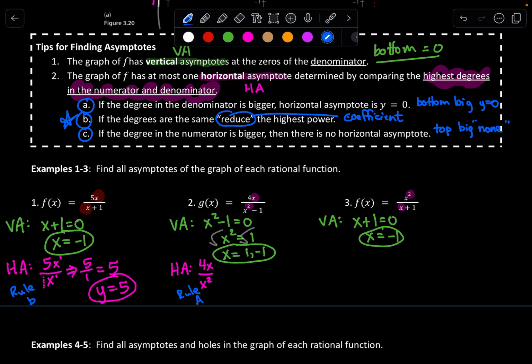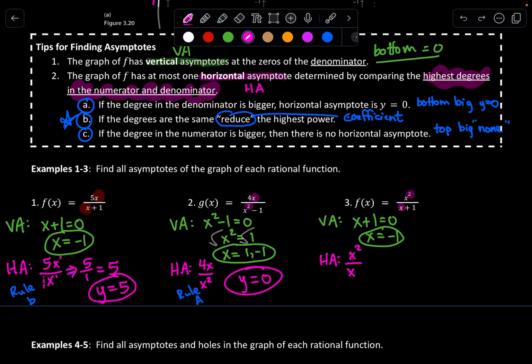So what we would say there is, since it's rule A, we have y equals 0 as our horizontal asymptote. And then for the last one, we do the horizontal asymptote. We look at, again, the highest power in the top would be x squared, and in the denominator would be just straight up x, because that one, again, is a power of 0.